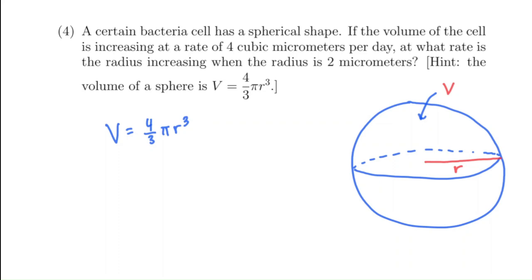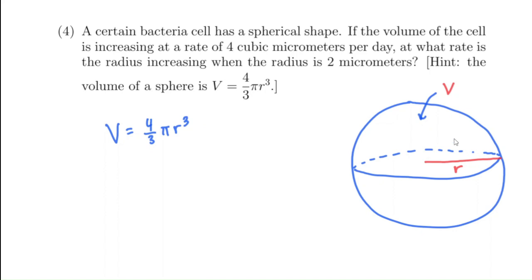We're going to do some more related rates problems. In the last video, we did 3 problems, so we're on problem 4 right now. It says a certain bacteria cell has a spherical shape. If the volume of the cell is increasing at a rate of 4 cubic micrometers per day, at what rate is the radius increasing when the radius is 2 micrometers? And we give a hint here that the volume of a sphere is 4/3 pi r cubed.